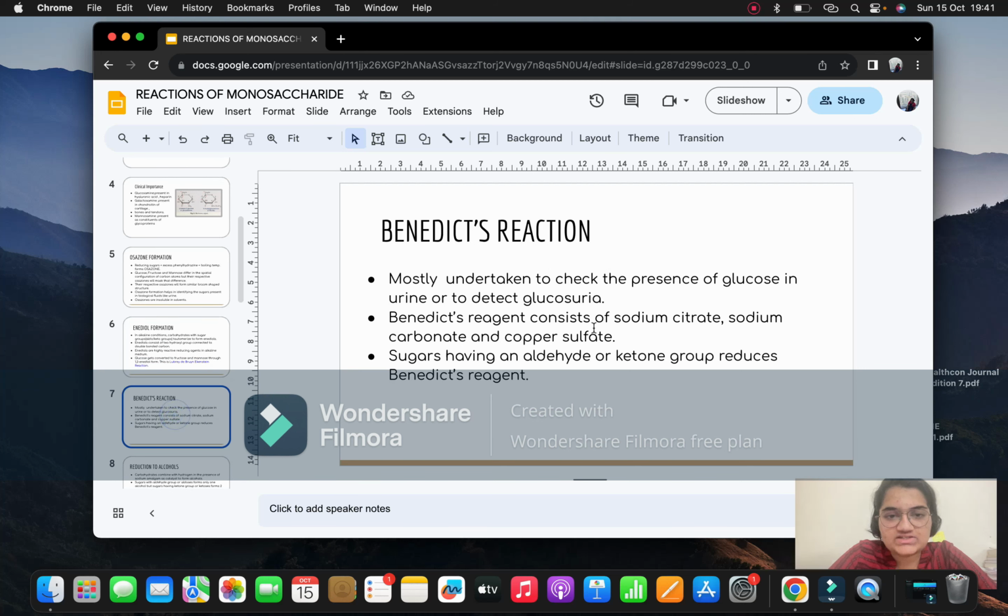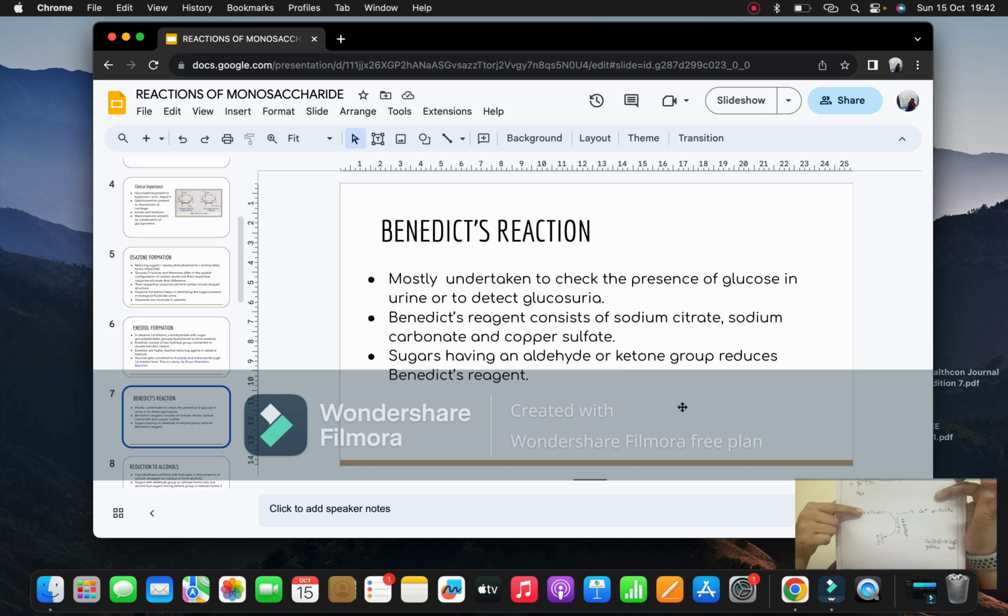And next is Benedict's reaction. It used to be mostly undertaken to check the presence of glucose in urine or to detect the condition called glucosuria, but now it is no longer used. So what happens in Benedict's reaction is, I've drawn here. There it's like a loop-like structure, as you can see. So this is the sugar molecule.